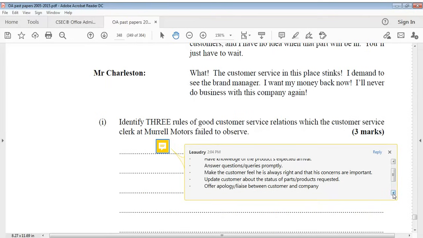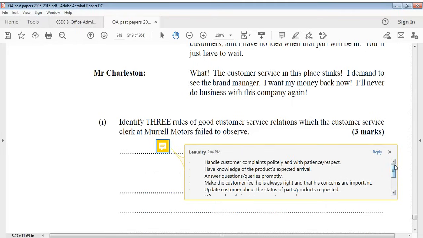So those are 6 things that describe good customer service relations, all right? That the customer service clerk could have done, right?